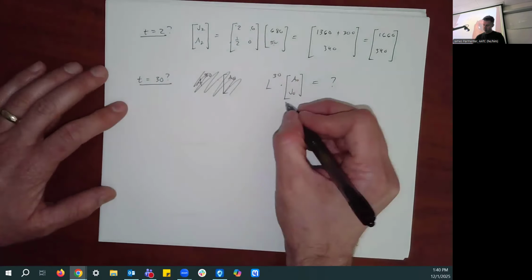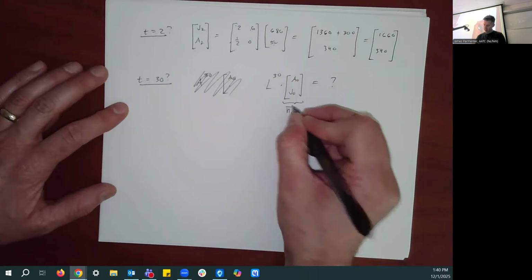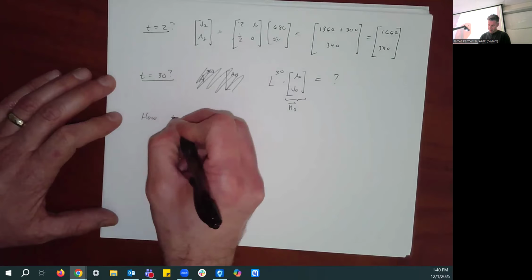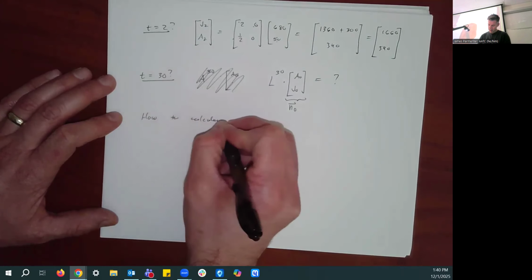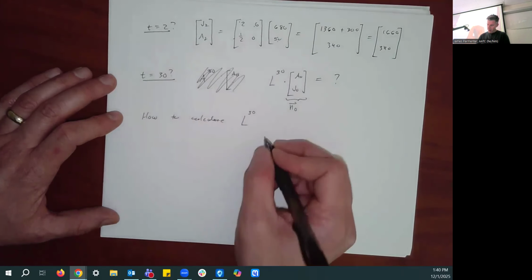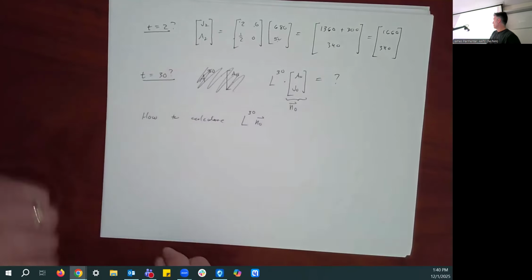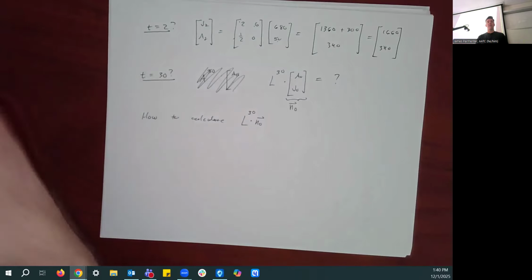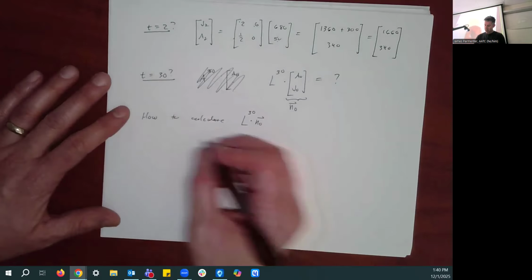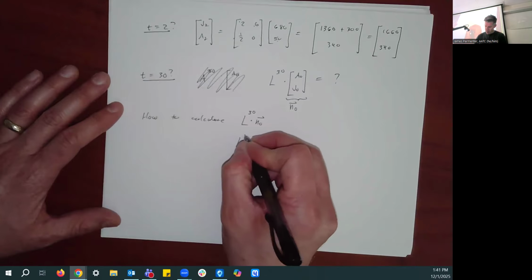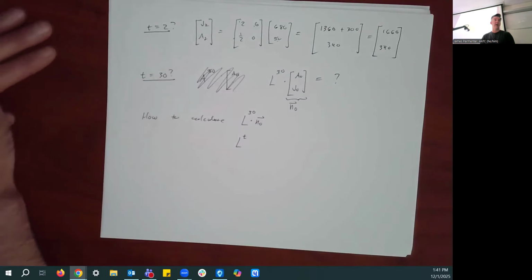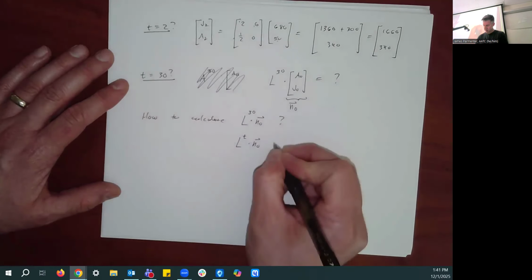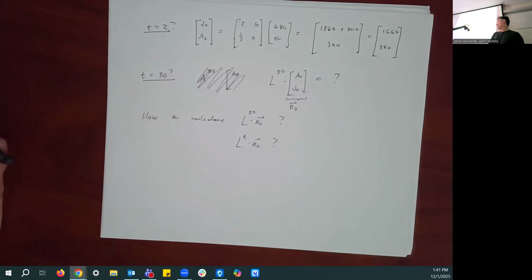And usually we call this vector here lowercase n naught. So really we're asking, how do we calculate our matrix raised to a really high power times our initial population vector? And actually 30 is just a whatever number. We really are asking how to calculate our matrix raised to any power, any choice of time, times our initial vector. That's what we're really interested in.